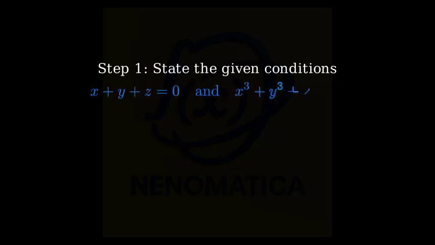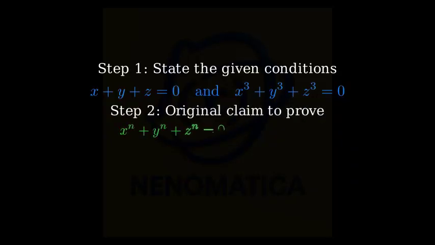Step 1. State the given conditions. We are given that x plus y plus z equals 0, and also that x cubed plus y cubed plus z cubed equals 0. Step 2. The original claim says for any natural number n, the sum x to the n plus y to the n plus z to the n equals 0. We will carefully test and refine this claim to make sure it is correct.